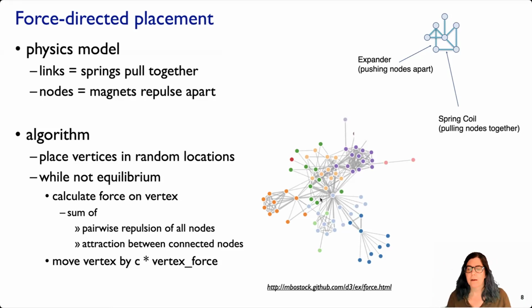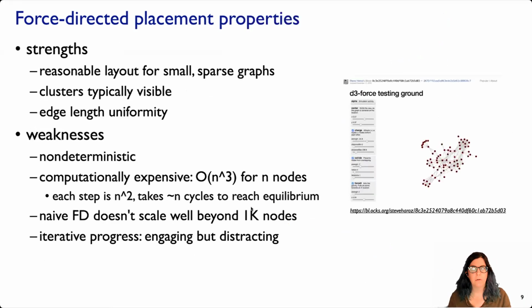What's interesting about this is that the strengths are, if the graph is pretty small and pretty sparse, not too dense, without too many links compared to the number of nodes, it's going to do something reasonable. Typically, you can see some cluster structure.